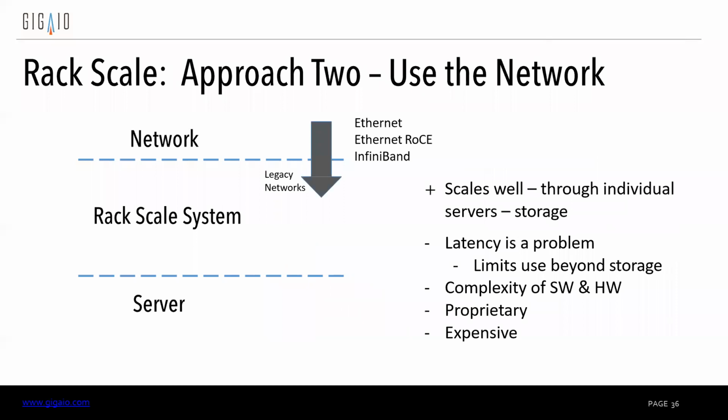Approach number 2 to creating a rack scale system is, of course, to try to use your network. It is the network and the legacy architecture that has connected these servers together, so why not just use the network to do it? Use Ethernet, use RDMA over Ethernet, or use InfiniBand. The upside to doing this is it scales extremely well. NVMe-oF shows that you can scale storage systems, as an example, to quite high levels using servers as the basis.